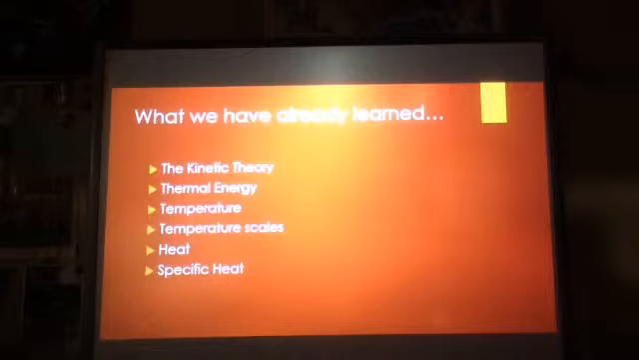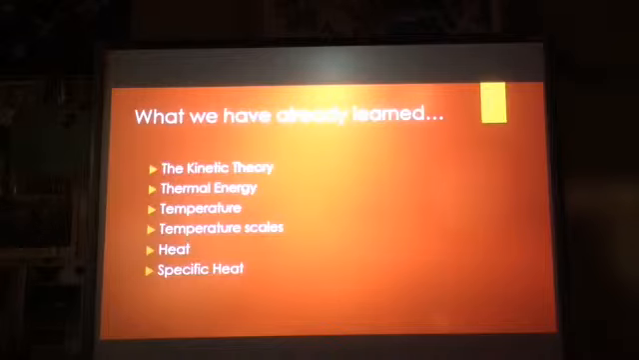We have the temperature scales, which are Kelvin, Celsius, and Fahrenheit. In here, we will only deal with Kelvin and Celsius. We talked about converting between those. And then we have heat. Heat is thermal energy flow, and it always flows from objects with a higher temperature to objects with a lower temperature. And what one object gains is the exact amount the other loses. And then we had specific heat.